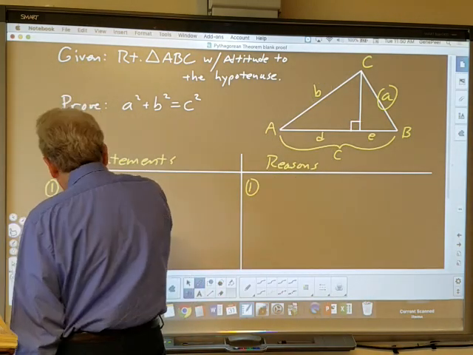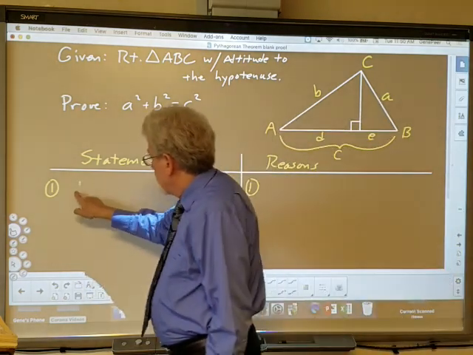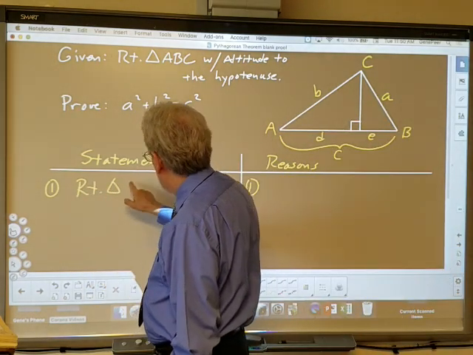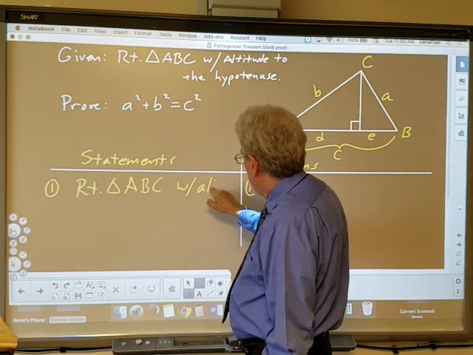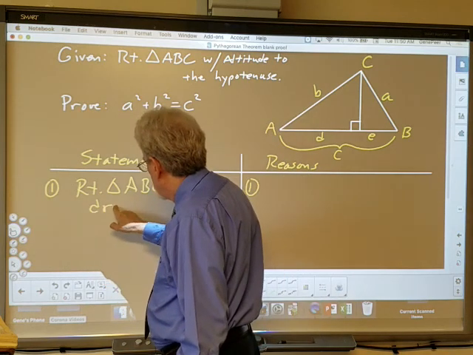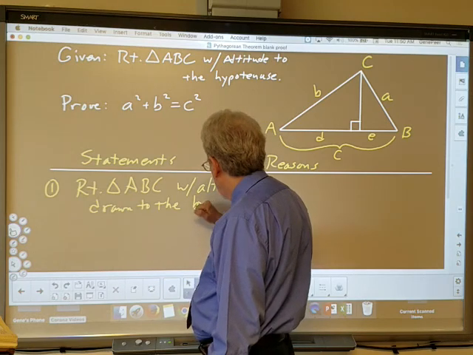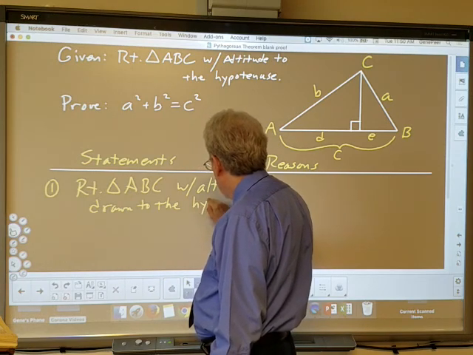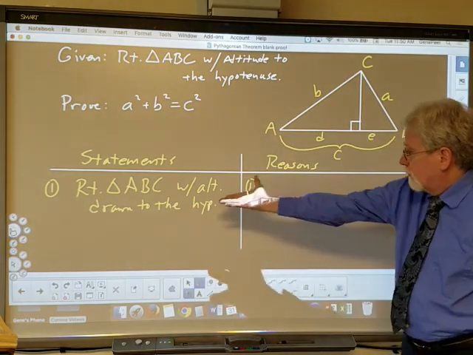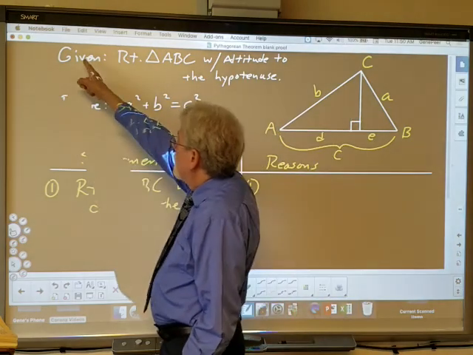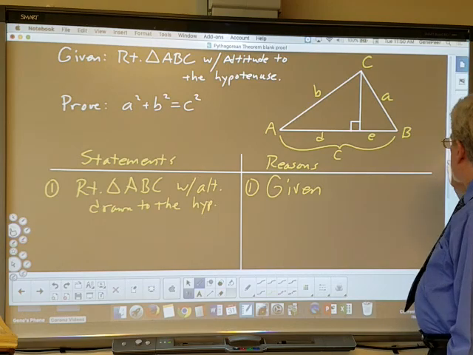So, to start with, our first step, let's start with the given. The fact that we have right triangle ABC with altitude drawn to the, and I'm going to abbreviate, H, hypotenuse. And why is that true? We have to have a reason for everything. The reason that's true is because, well, it is given. All right, from there, step 2.